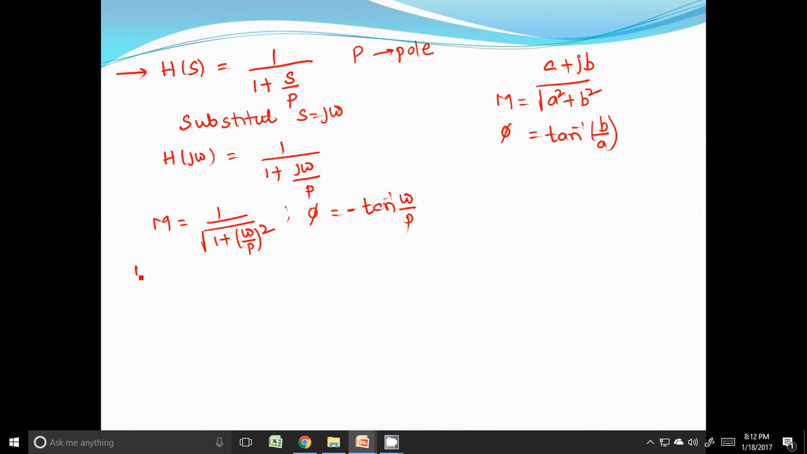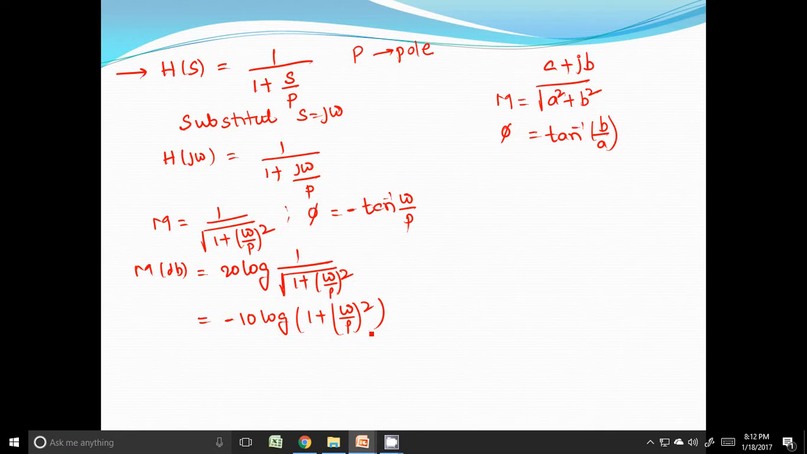So magnitude in dB is equal to 20 log 1 by square root of 1 plus (omega by p) whole square. This can be written as minus 10 log (1 plus (omega by p) whole square). Here two cases. If omega is less than p, then the magnitude becomes minus 10 log (1 plus 0), because if omega is less than p, I can assume that omega by p is a negligible term compared to 1.